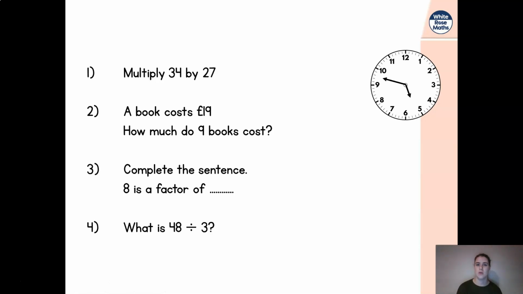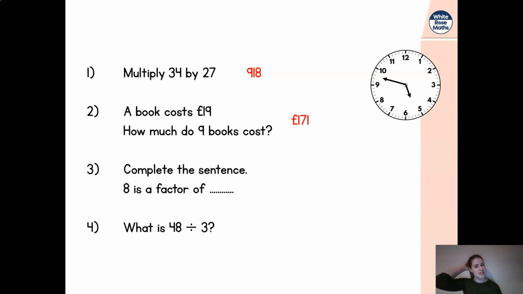So put a timer on, 5 minutes, pause the video, have a go at these questions. So 34 multiplied by 27 using our multiplication here, 918. Now a book costs £19. We need to know how many does 9 books cost. So that means we need to multiply 19 by 9. Now equally, you could do 20 times 9 and then take 9 off. And that's going to give you 171. Okay, that way you don't have to do any multiplication at all.